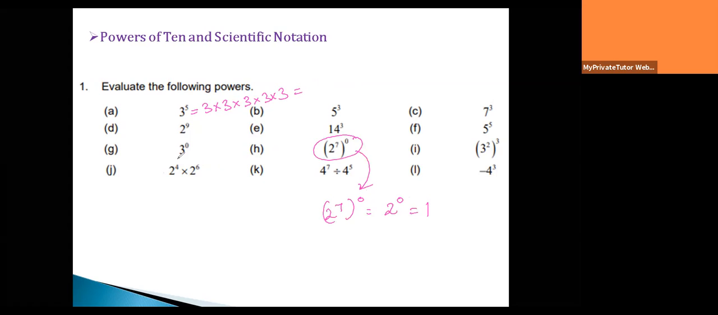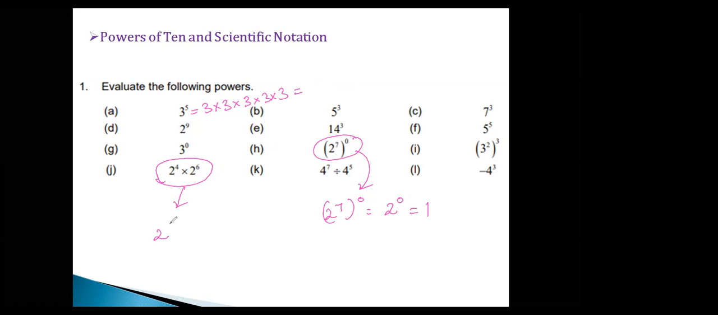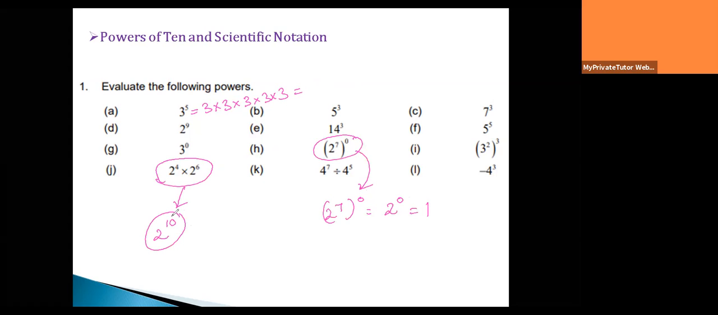Okay, so let's take an example. What will happen here? 2 power 4 plus 6. 4 plus 6 is 10. That's excellent. You might need to find the answer for that as well. And so you might have a question.